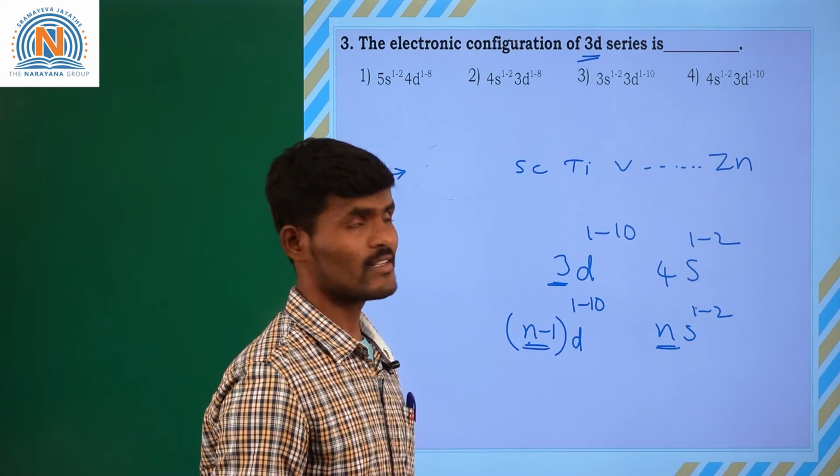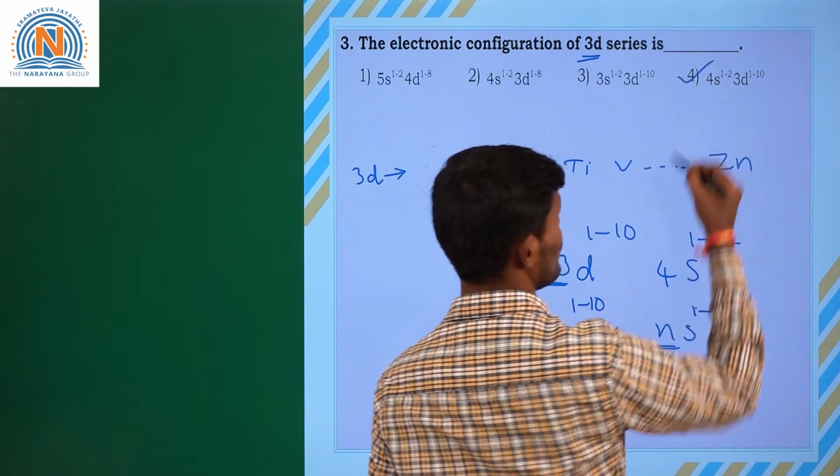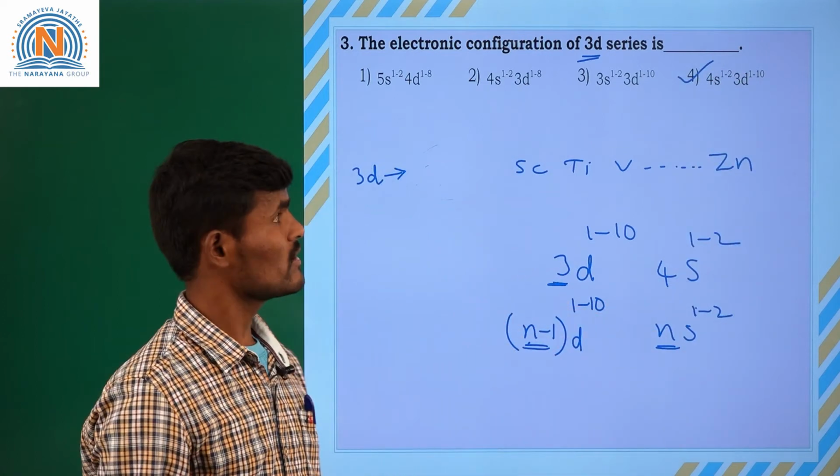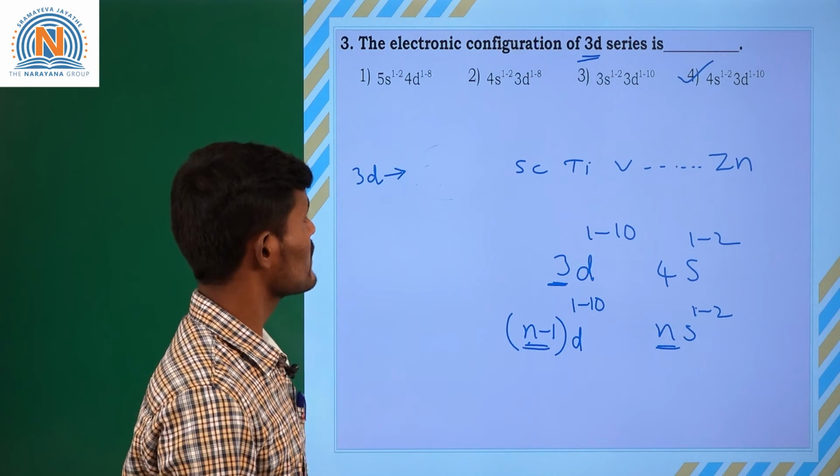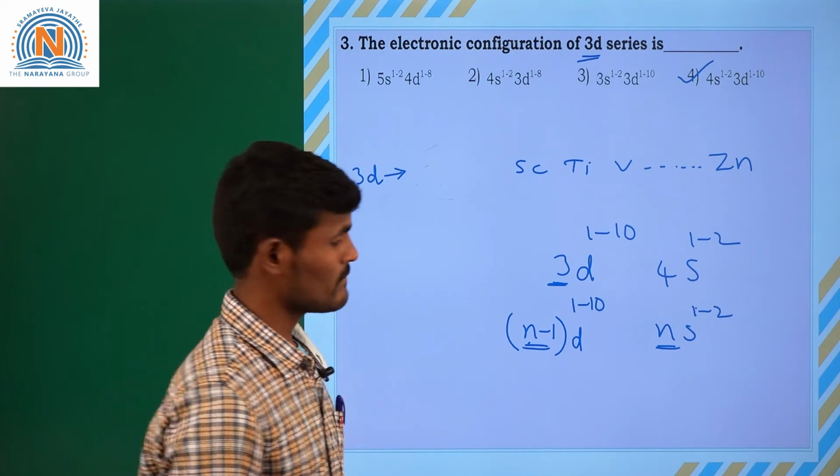So what is the answer here? This is 4s 1 to 2, 3d 1 to 10. So the answer is the fourth option. Next, come to the fourth question.